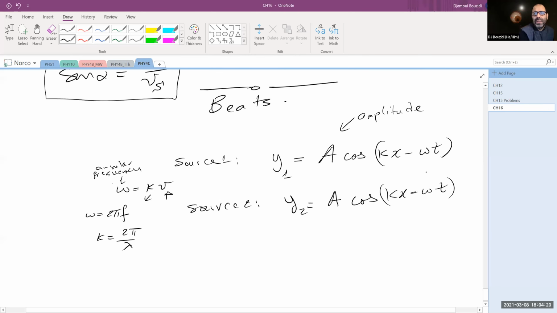I have to be careful with these omegas in this case. So probably this one is an omega 1. This is an omega 2. This is a k2. This is a k1. k1 and k2 will not matter, and I will tell you exactly why.